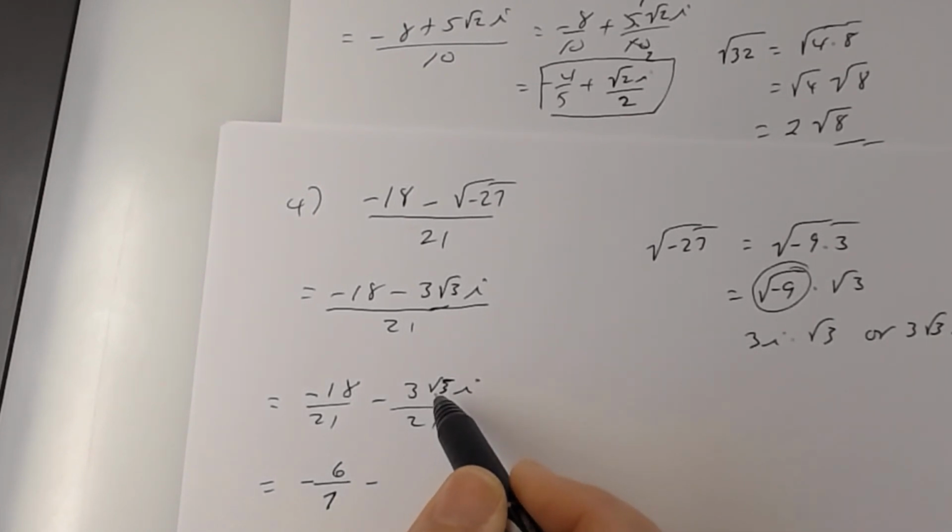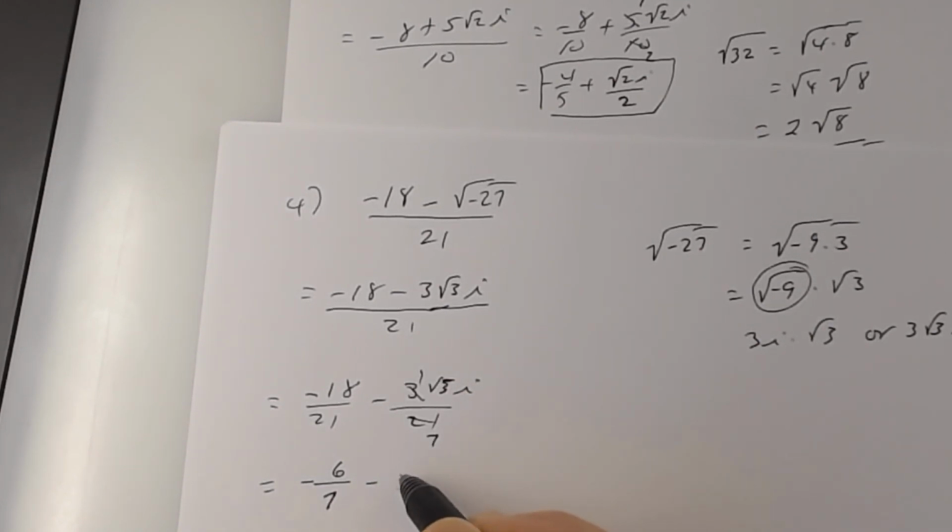Now be careful, these are both 3's, except this one is the square root of 3. So when I say they're both divisible by 3, I mean this 3, not this one, because that's not a 3, that's a square root of 3. So that's 1 and that's 7. So what do you write here? i square root of 3, or you can say square root of 3 i, divided by 7.